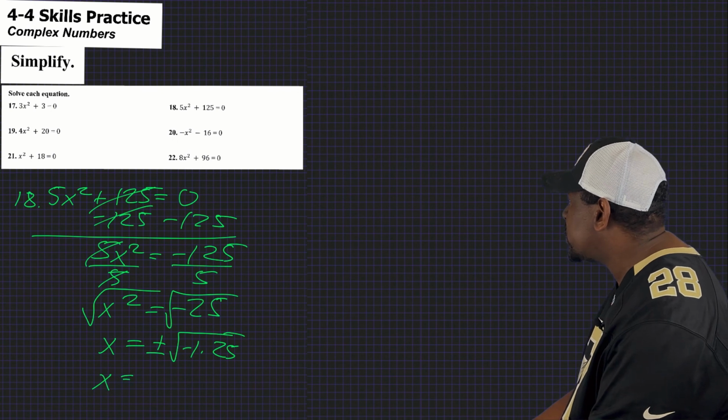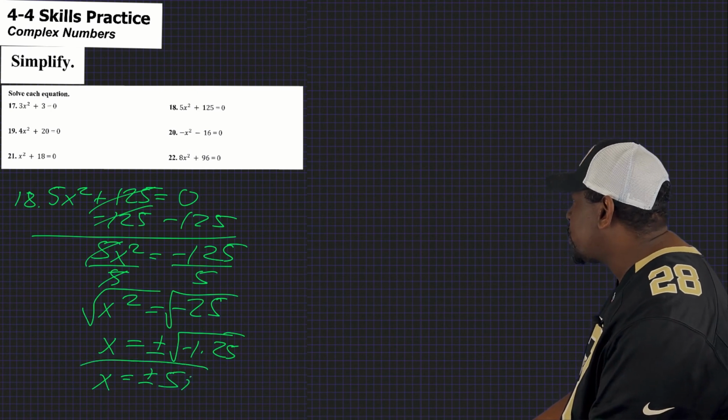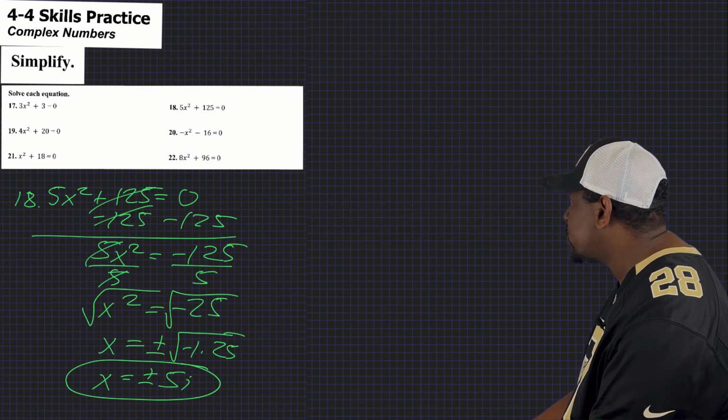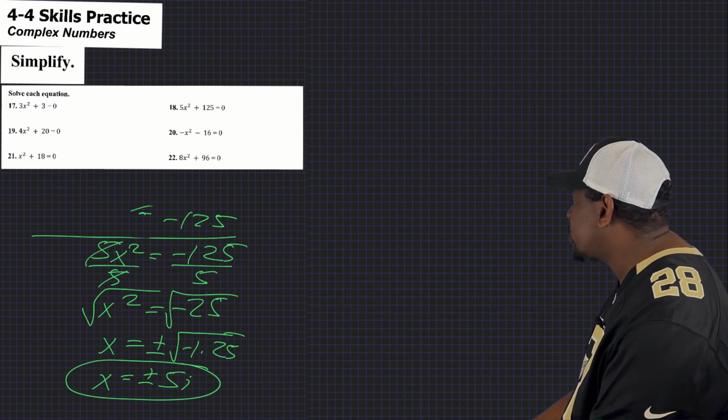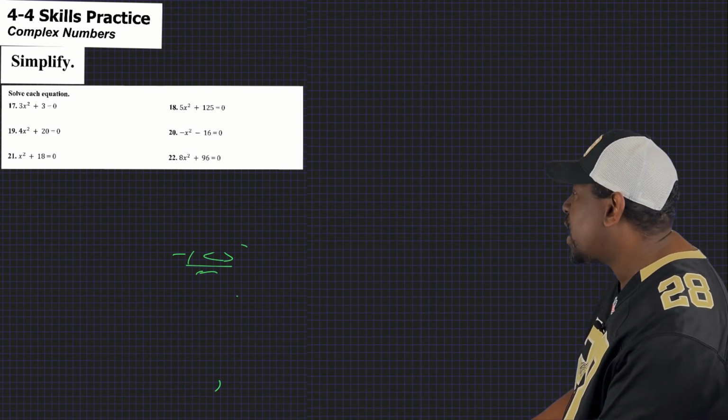The square root of negative 25 will be plus or minus. Since it's a negative under the radical, we have to break it into negative 1 times 25. You know the square root of negative 1 is i. The square root of 25 is 5. And so the answer is x equals plus or minus 5i.